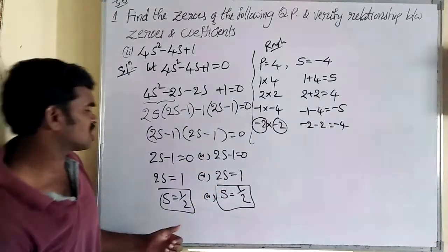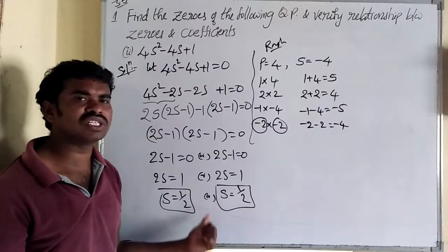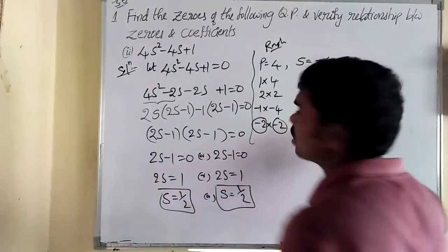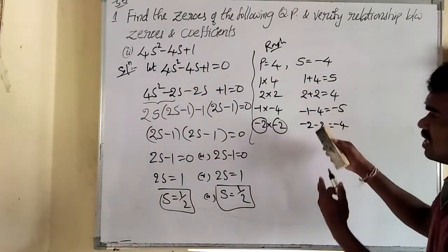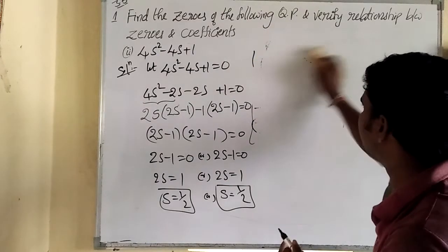So what are the zeros? 1 by 2 and 1 by 2 are the zeros. The same zero is repeated 2 times. No problem. Okay, this is rough work. Did you write this? If you wrote this, okay. Next, checking verification.